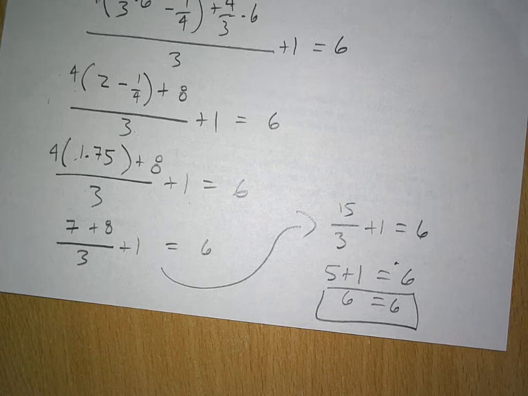Make myself a little room over here. The 7 plus 8 is 15, divided by 3 plus 1 equals 6, and 15 divided by 3 is 5. And if I completely simplify, 5 plus 1 is 6 on the left side, 6 on the right side. So if you see, we started with this problem.